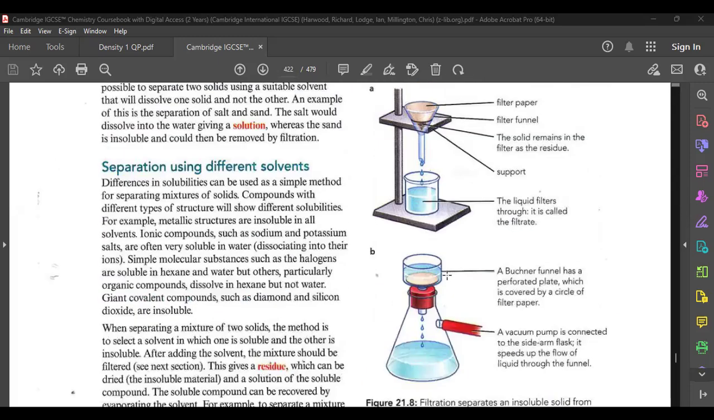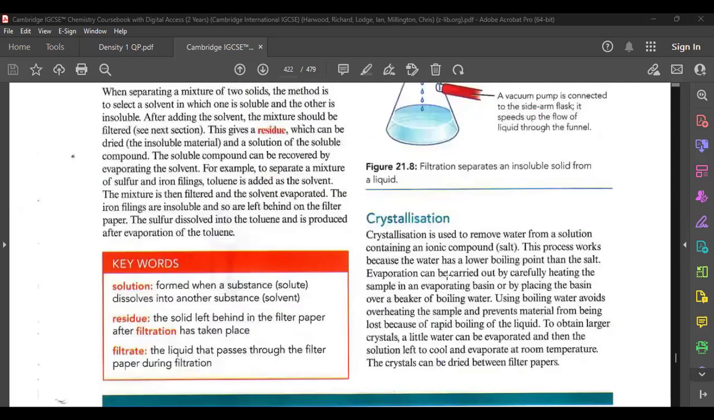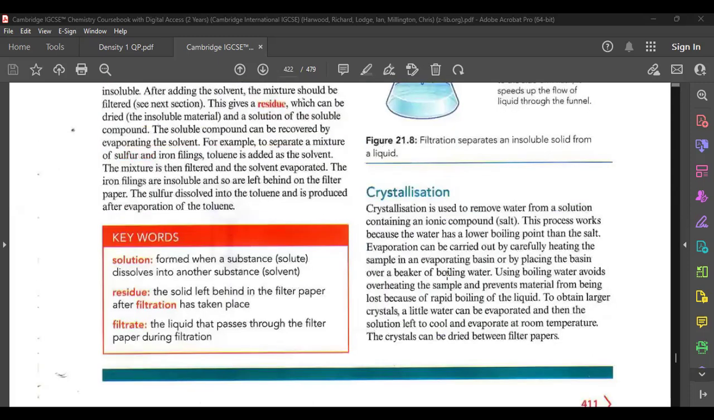Now, the next is crystallization. Crystallization is an interesting technique, and normally it is used after filtration to purify liquids. How do we do that? Basically, we remove water from a solution which contains an ionic compound, anything salt-like, such as copper sulfate, sodium chloride, or magnesium sulfate. Every type of chloride and sulfate is basically a salt. So we remove those salts from water using the method of crystallization.